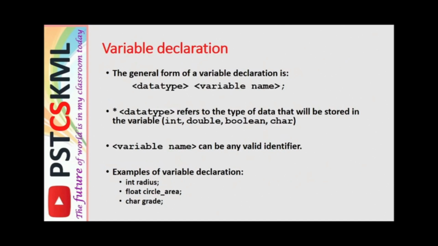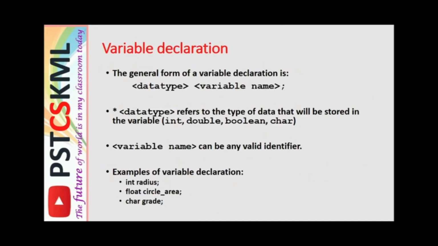Okay, variable declaration. The general form of variable declaration is data type, variable name. Data type refers to the type of data that will be stored in the variable. For example, we use int to declare variables that will store integer numbers only. The variable name can be any valid identifier, so we can use it for the variable name.